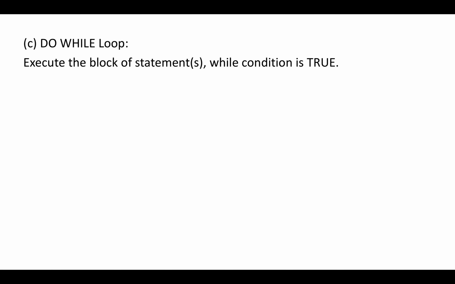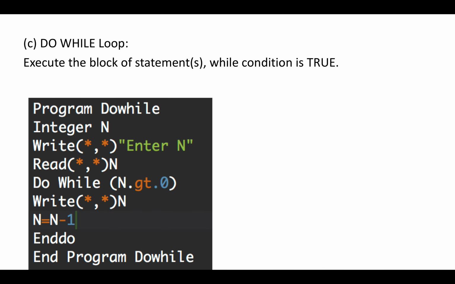Next one is the do while loop. So it will execute the block of statements while the condition is true. Sometimes we do not know how many times we need to repeat a certain set of statements. So in this case, we want that if we have a certain condition, if it is true, keep on executing the set of statements, and if it is false, come out of the loop. So the do while loop serves this purpose.